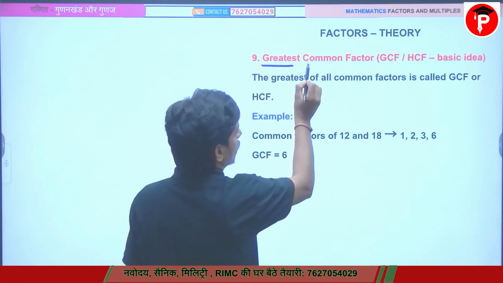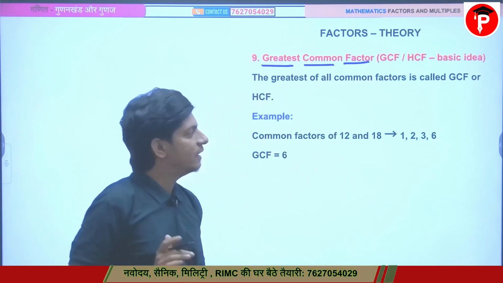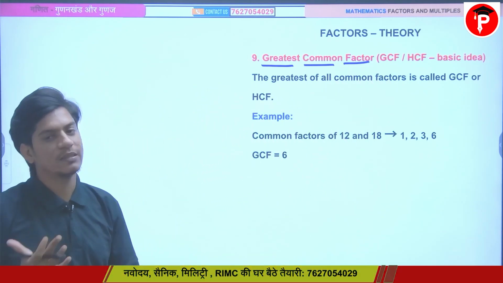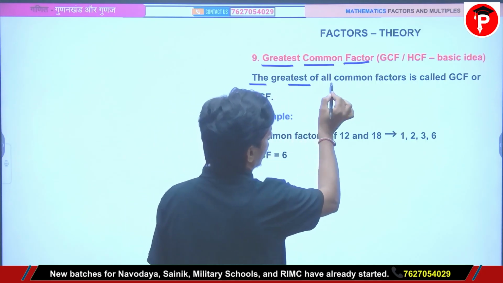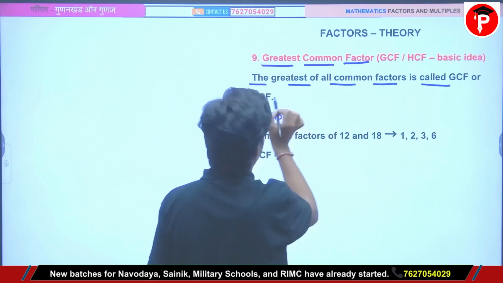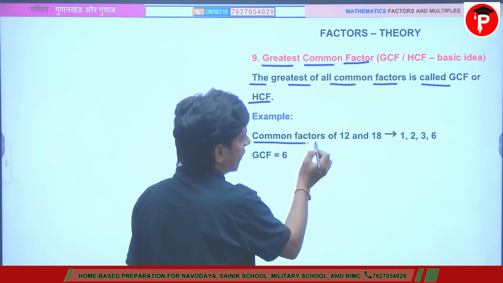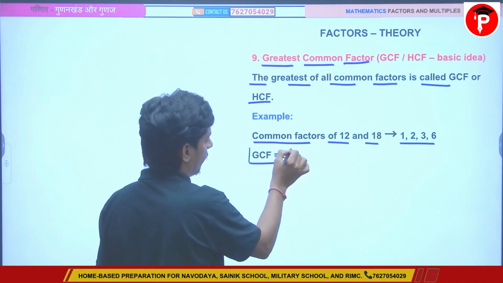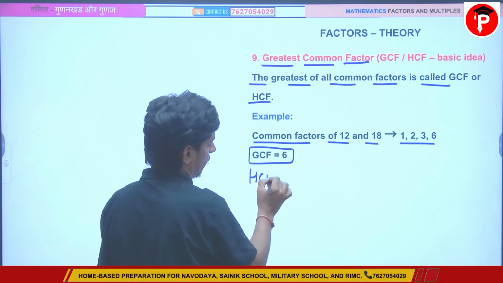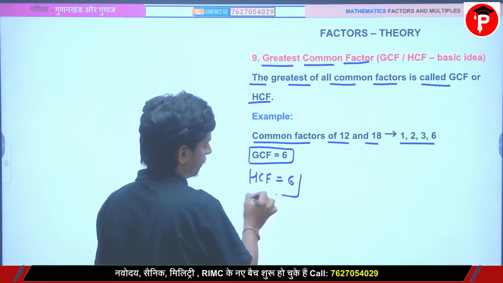Next, greatest common factor. We have already learned about the greatest common factor, GCF or HCF. The greatest of all common factors is called GCF or HCF. Common factors of 12 and 18 are 1, 2, 3, 6. So GCF or HCF is equal to 6.